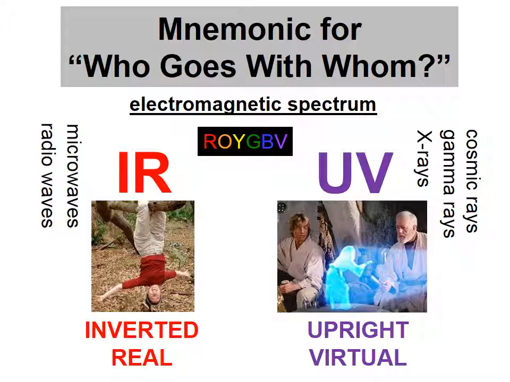It also turns out that inverted images are always real images. Upright images are always virtual. In other words, inverted and real, IR, go together. Upright and virtual, UV, go together. And if you remember that IR is kind of an abbreviation for infrared and UV is an abbreviation for ultraviolet, that might help you remember that inverted images are always real images and upright images are always virtual.